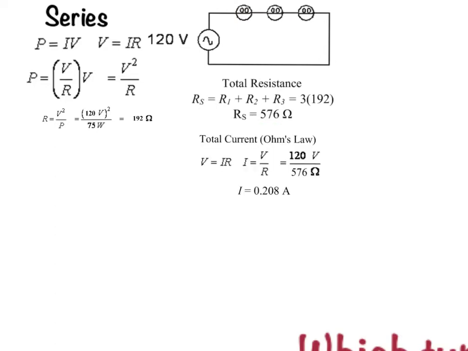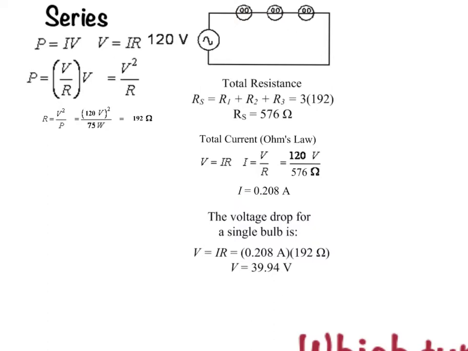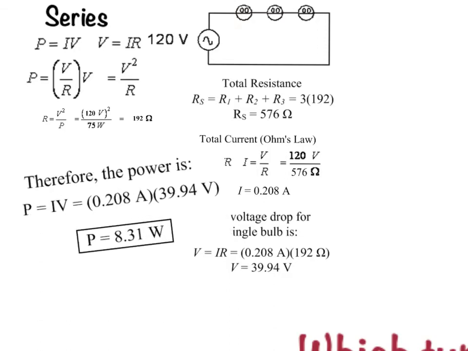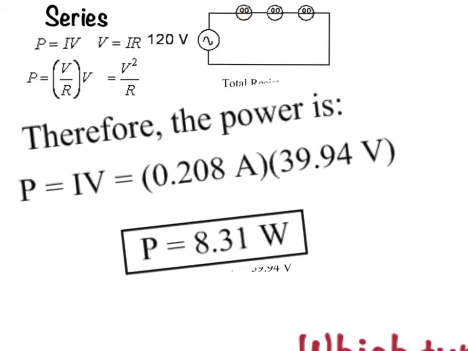Applying Ohm's law, we can find the current of the total circuit. We've got the voltage of the whole circuit divided by the resistance of the whole circuit, and we get 0.208 amps for this entire circuit. Because they're in series, the current is the same through each bulb. So we can look for the voltage drop across each bulb, and we'd get 39.94 volts. Remember, in a series circuit, the voltage drops add up to that total voltage of 120 volts. Therefore, the power dissipated in this circuit by each bulb is 8.31 watts.